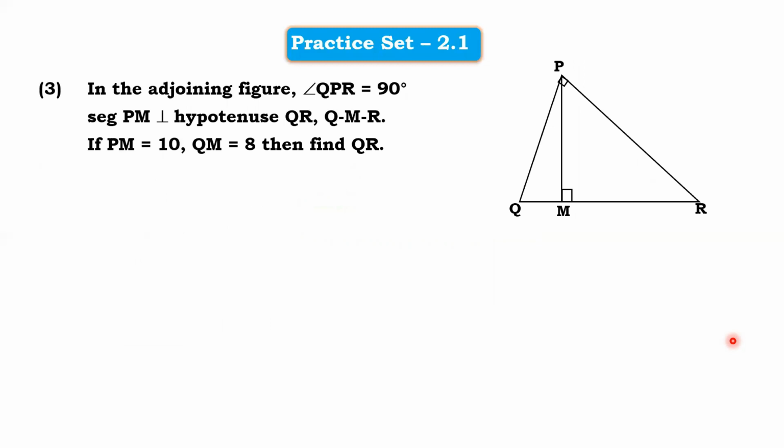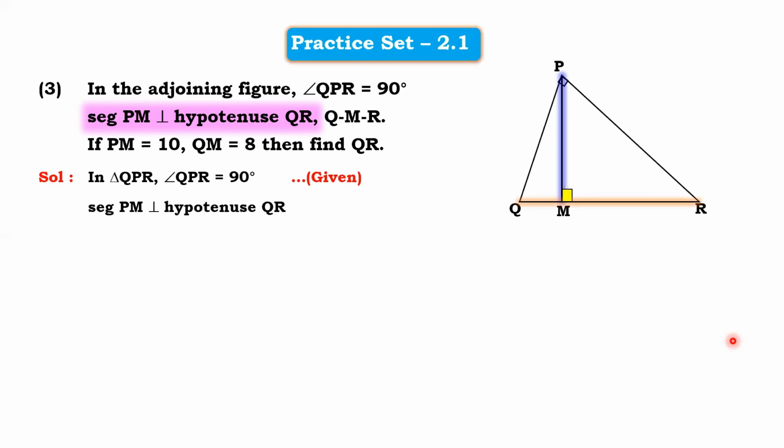In the adjoining figure, we have angle QPR is 90 degrees. So there is a right angle triangle with angle P 90 degrees. We'll write down that in triangle QPR, angle QPR is equal to 90 degrees, given to us. Then one more information, segment PM is perpendicular to hypotenuse QR. So this is also given to us. Now students, what is the information given? PM is 10. QM is 8. Then we have to find out QR.